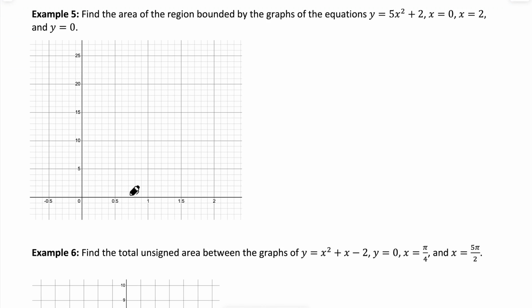Example 5 says find the area of the region bounded by the graphs of 5x squared plus 2, x equals 0, x equals 2, and y equals 0. Well, let me draw x equals 0, x equals 2, and y equals 0 first. And then it might be a little bit more difficult to graph 5x squared plus 2. I know its y-intercept is 2. I'll just get a rough sketch of this function. When x is 1, its y value would be 7. And when x is 2, it's going to be at 22.